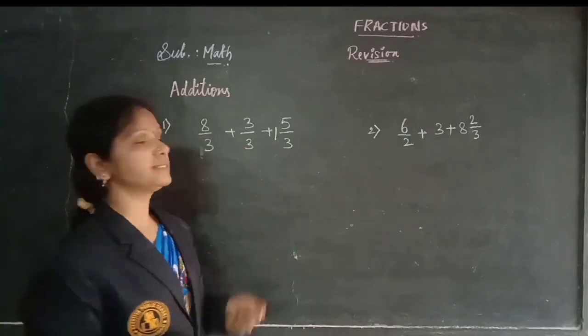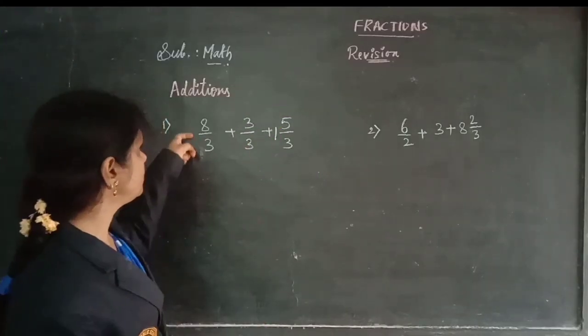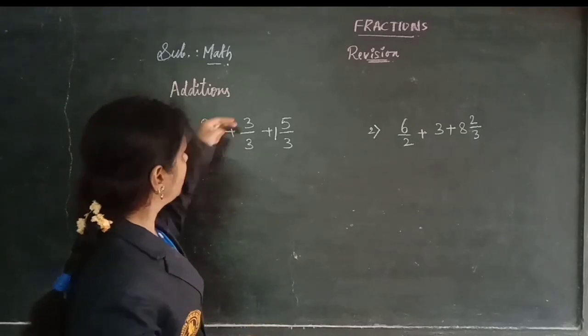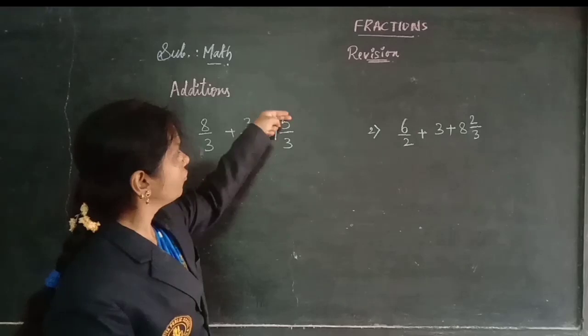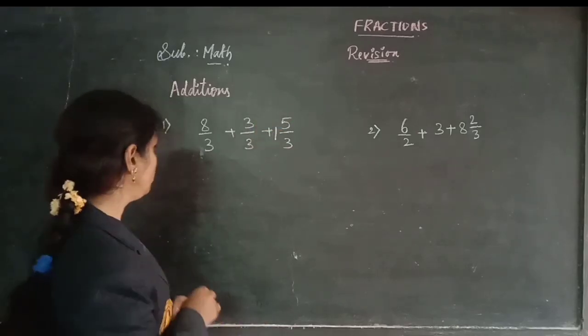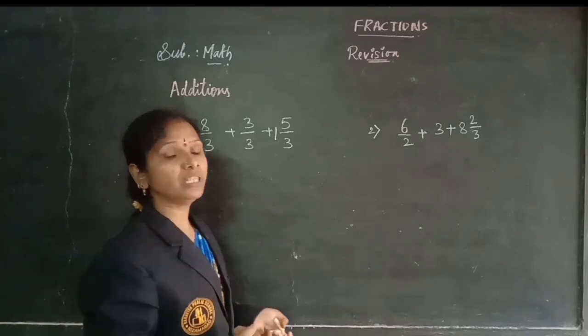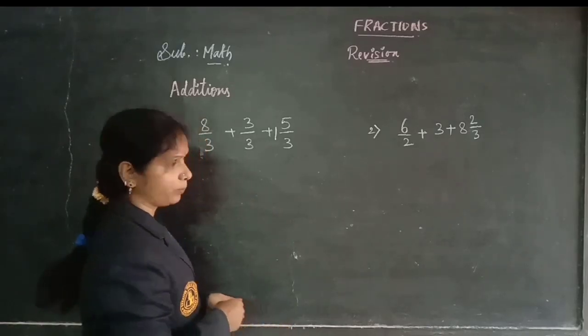Yes children, next is addition. Here you observe these fractions, we need to add these fractions. 8 by 3, 3 by 3, 1 and 5 by 3. Come on, you observe one of the fractions is given as mixed, children. First you convert the mixed fraction into an improper fraction.